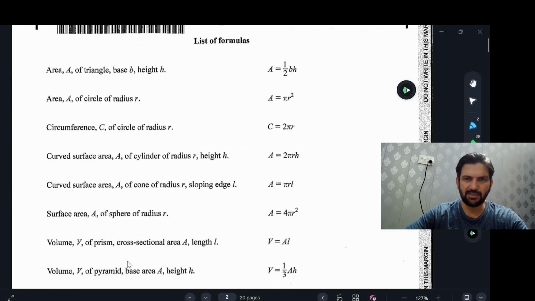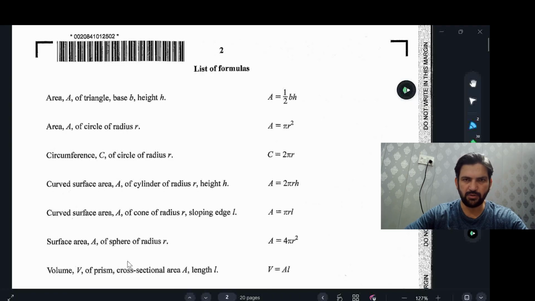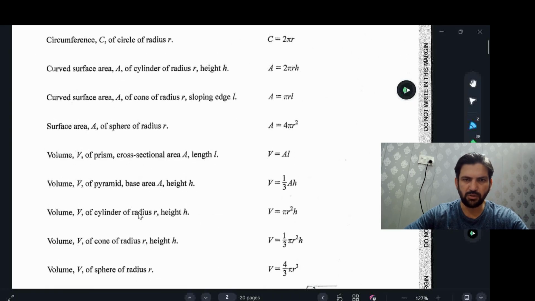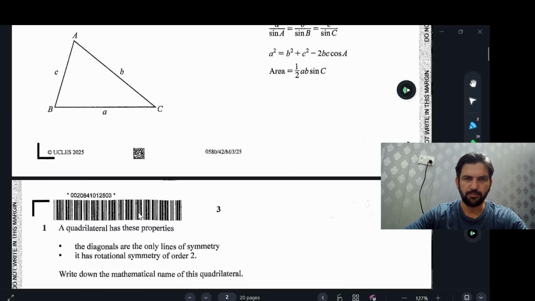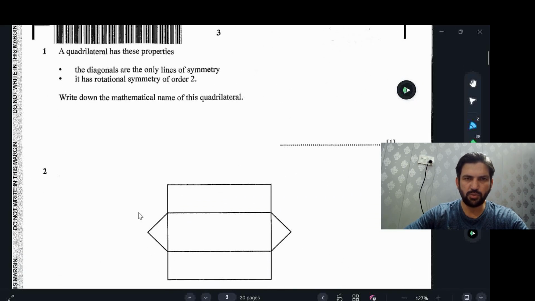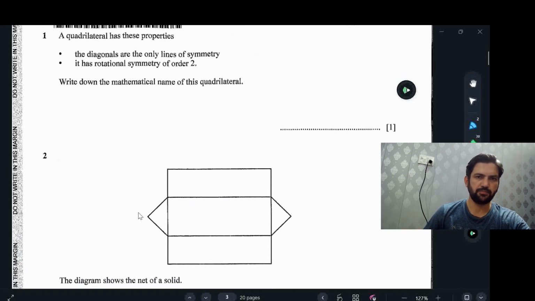Now these are the formulas we have. This will be given to us and we can use these formulas during the paper 4. Let's move to question number 1.